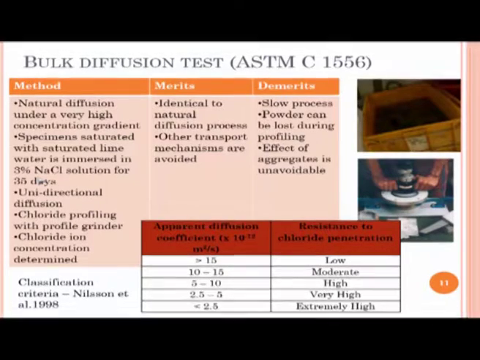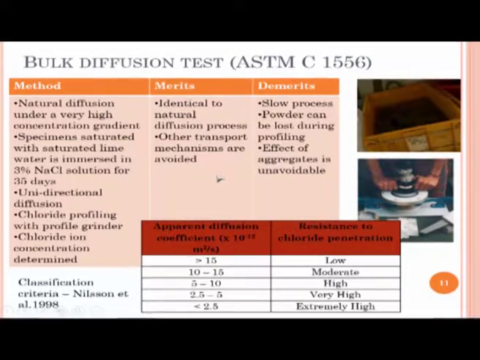At the end of 35 days you remove your sample and collect powder specimens from different depths of the concrete, and then chloride profiling is being done. That means you are determining the chloride concentrations across the depth of the concrete, and then you solve the equation to get your diffusion coefficient.